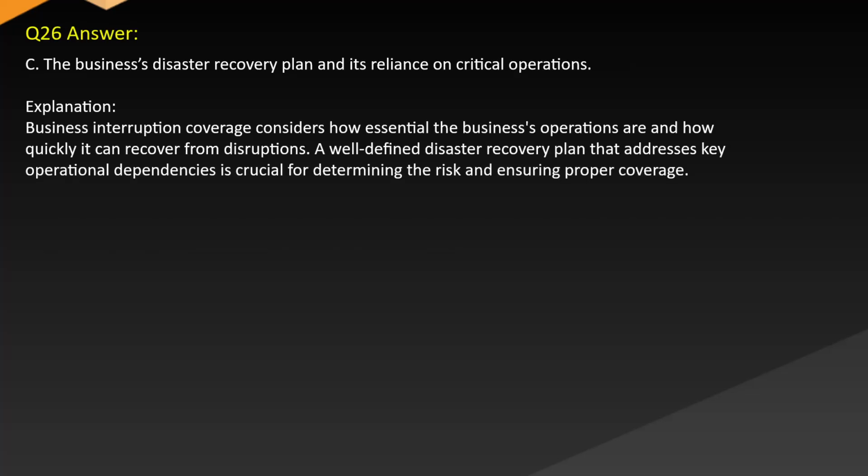Answer C. The business's disaster recovery plan and its reliance on critical operations. Explanation: business interruption coverage considers how essential the business's operations are and how quickly it can recover from disruptions. A well-defined disaster recovery plan that addresses key operational dependencies is crucial for determining the risk and ensuring proper coverage.